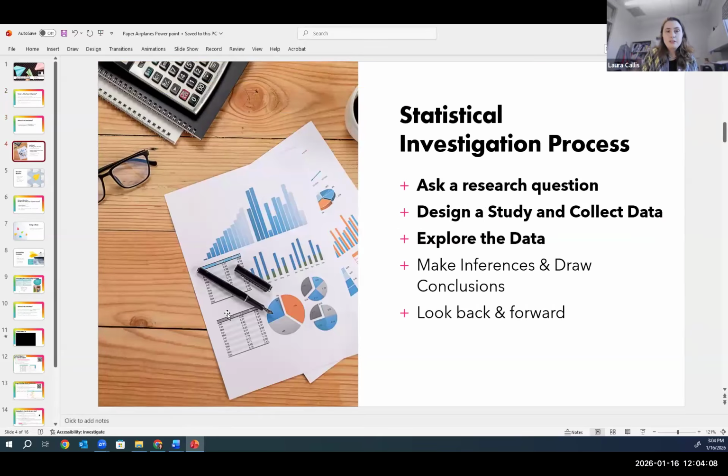So we're going to go through the statistical investigation process, which is something that we really emphasize in our courses so that students realize that there's a process to figuring out things about the world. Mostly we're going to focus on those first 3 steps, asking a research question, designing a study and collecting data, and exploring the data, but you could easily move into making inferences and drawing conclusions as well.